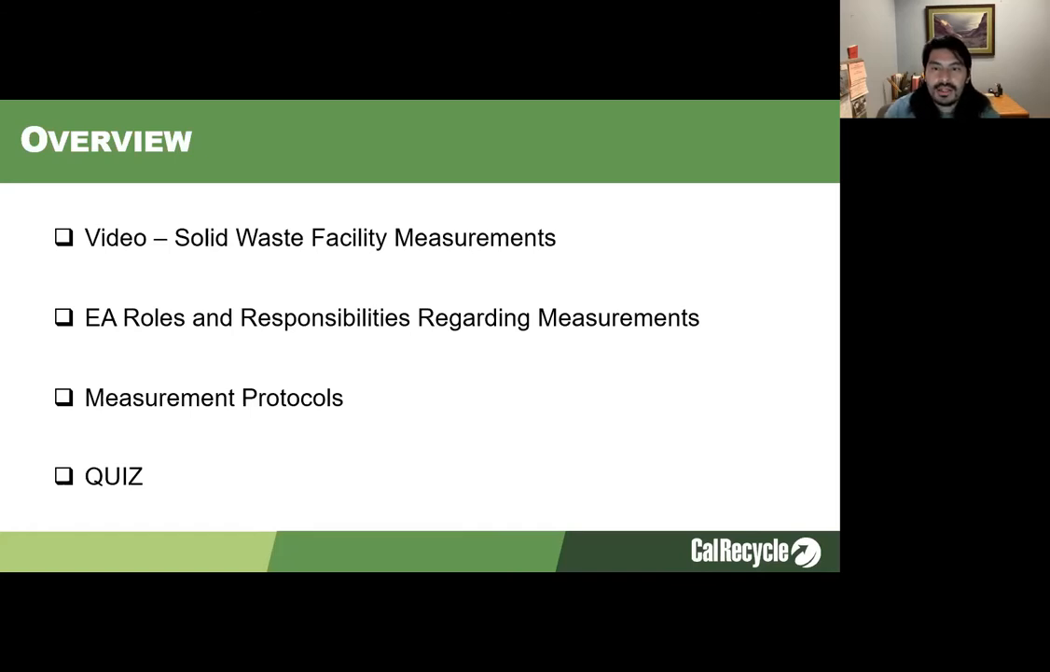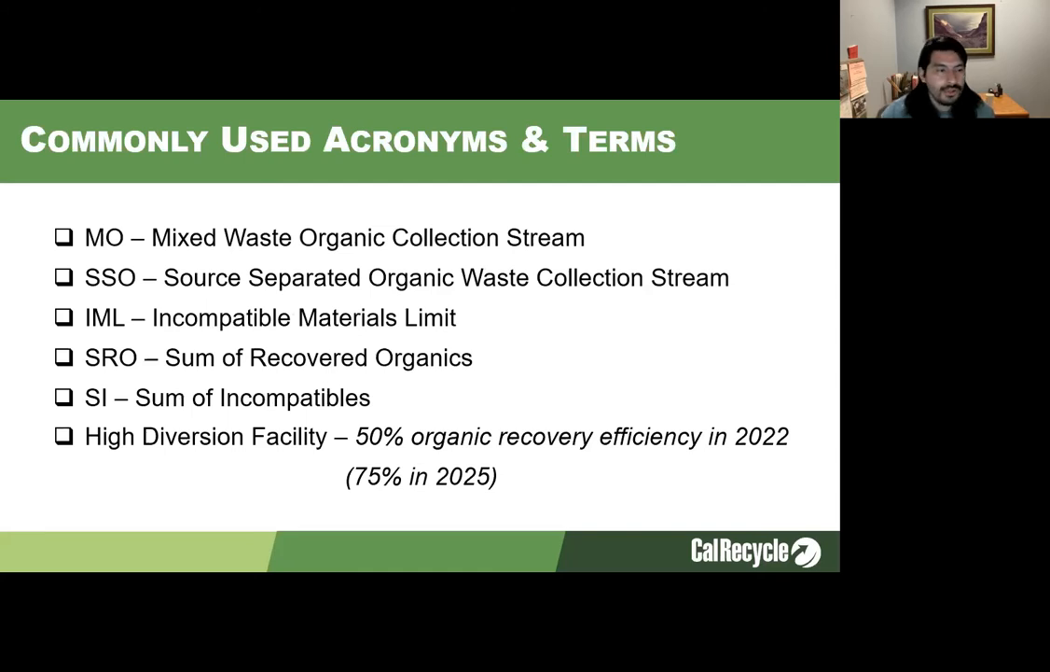So let's go to the next slide here. There are some commonly used acronyms and terms that you're going to find in the video, as well as during this training. The most prominent ones would be MO and SSO. Those are the first two on the top. MO is the mixed waste organic collection stream, and Marcus is going to cover what that entails, and then the source separated organic collection stream, which Marcus will also be covering. You're going to hear that during the video, and it may not click for you yet, but it's okay because Marcus will be covering that.